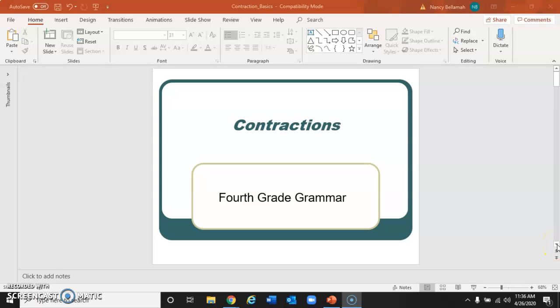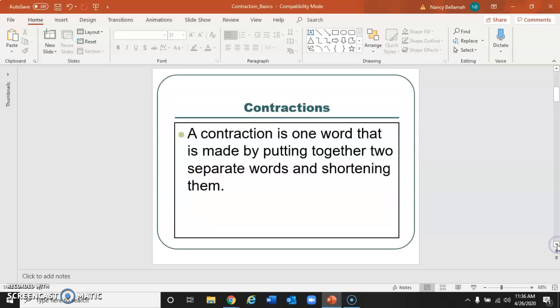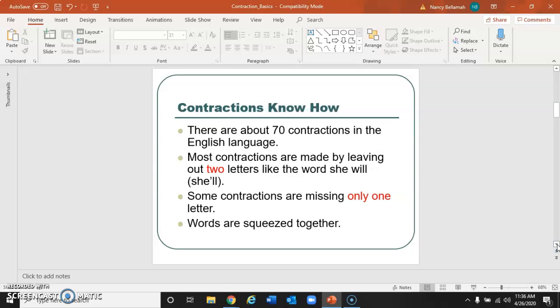Boys and girls, we're studying contractions. I have a PowerPoint for you. A contraction is one word that's made by putting together two separate words and shortening them. There are about 70 contractions in the English language.